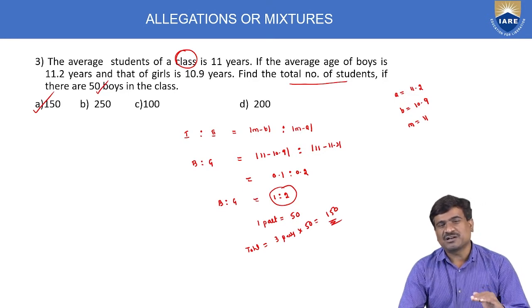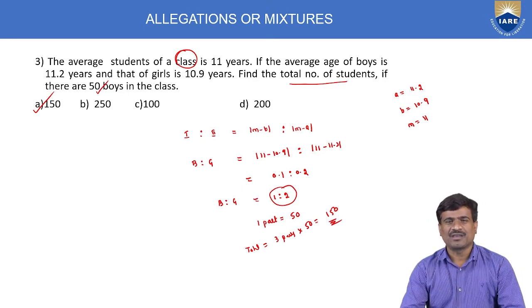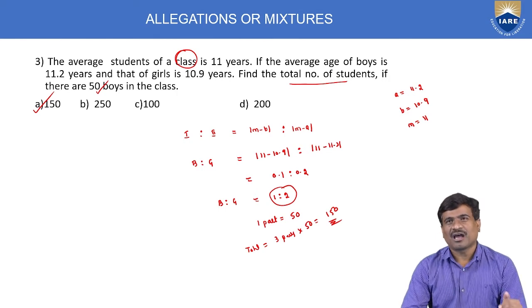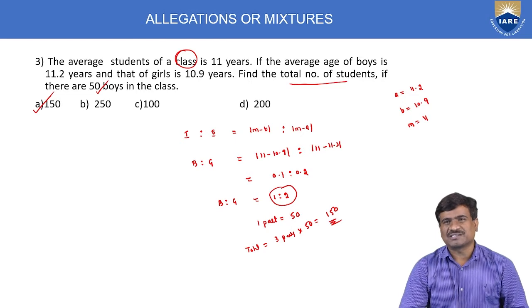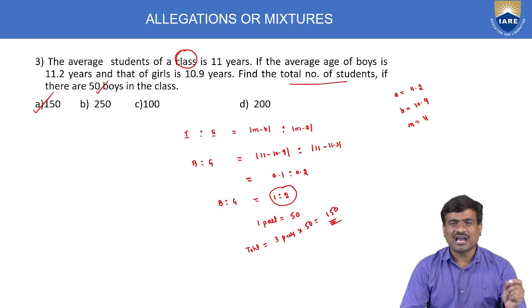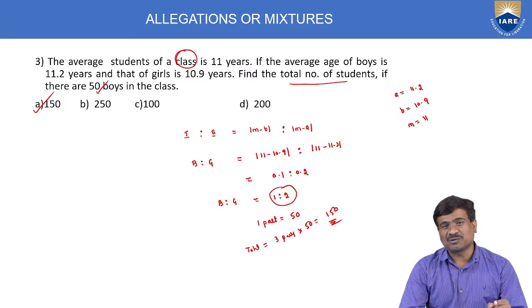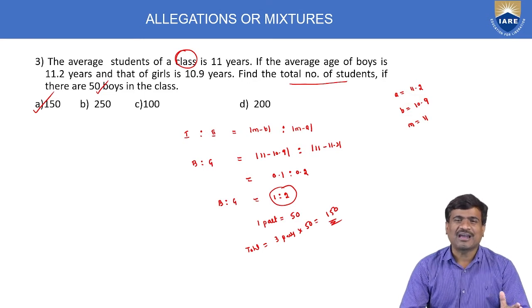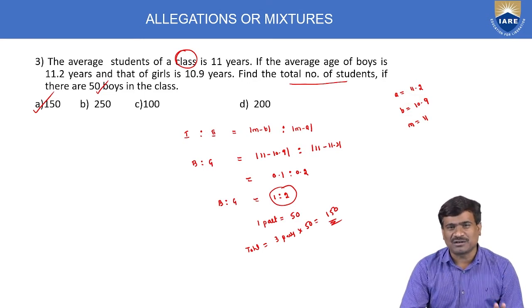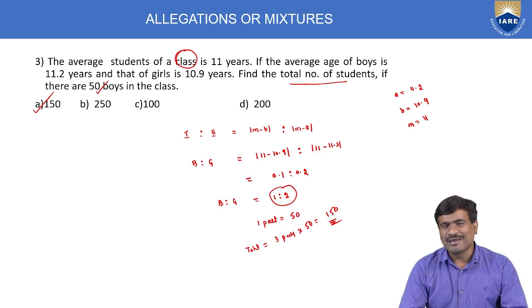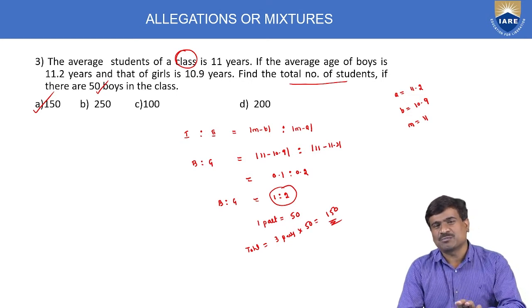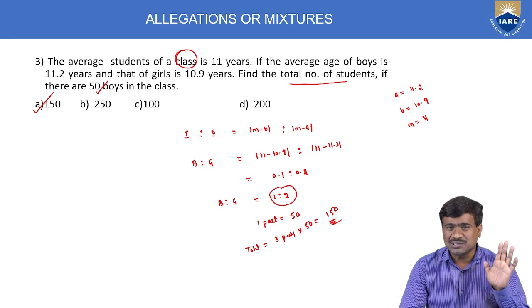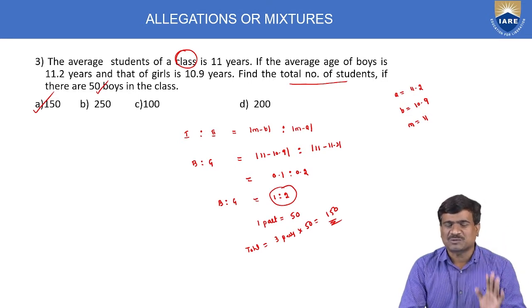This problem belongs to the average topic, the average principle. Average is equal to the sum of n observations divided by the number of observations. By using the average concept, this problem's solution is a lengthy and complex method, but using the allegation method it is very simple. Just apply one condition: modulus of m minus b is to modulus of m minus a. Using the ratio, calculate the total number of students.